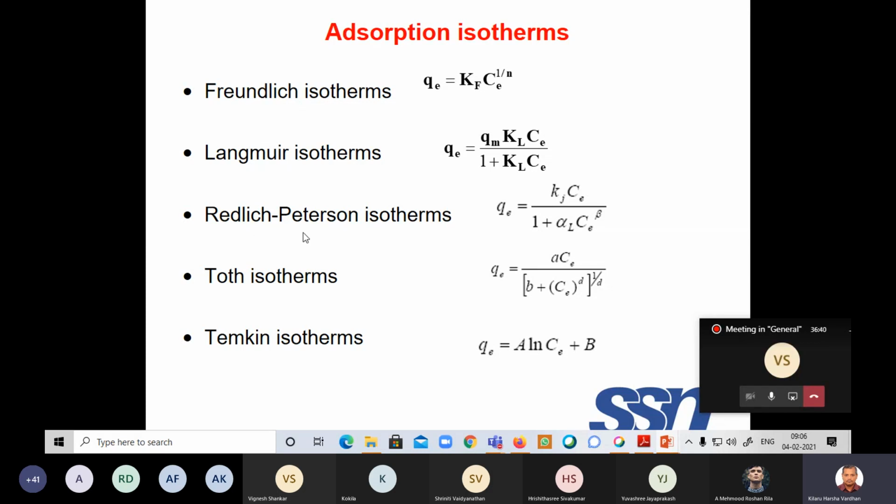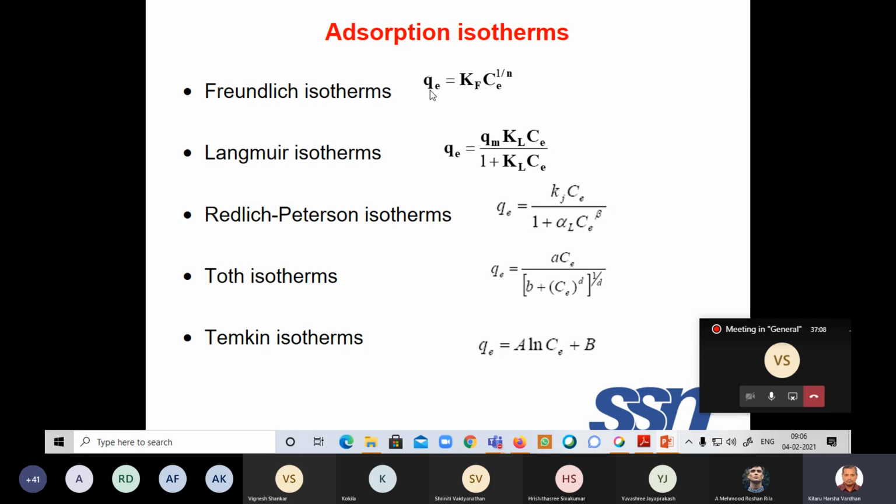This is the Redlich-Peterson isotherm, the Toth isotherm, and the Temkin isotherm. In all cases, an isotherm is nothing but a relation between Qe and Ce. Ce is the equilibrium concentration and Qe is how much is adsorbed, right? So the relationship between how much is adsorbed and its equilibrium concentration is called an isotherm.